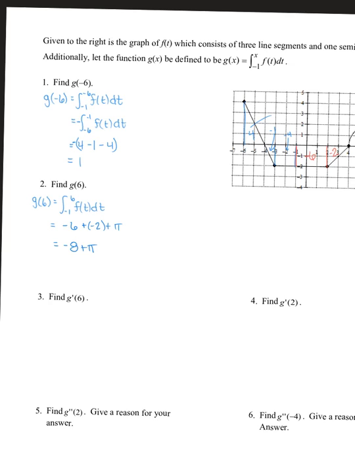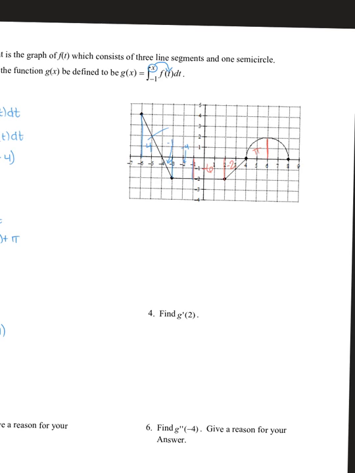For number 3, find g prime of 6. If I wanted g prime of x, I have to do the whole substitution thing. It would end up being f of x times 1, because the derivative of x is 1. So if I plugged in 6, we're just looking at f of 6. If you look over on the graph, f of 6 is right here, and it is 2.